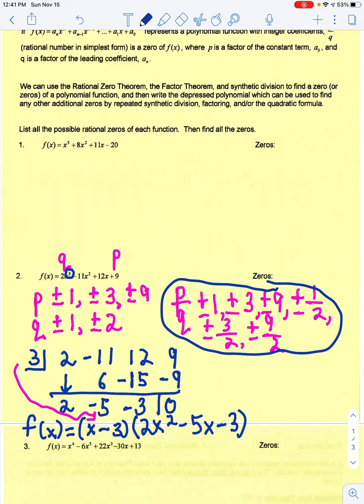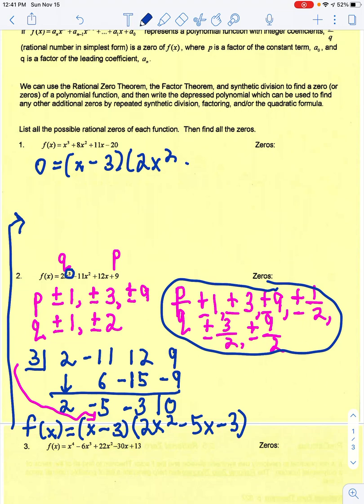At this point, we want to set the polynomial equal to 0, which I'm having a little room, so I'm going to go up here for space. And if I let my factors equal 0, I need to solve the quadratic to find the other zeros. Of course, we know x would have to equal 3 when I set that factor equal to 0.